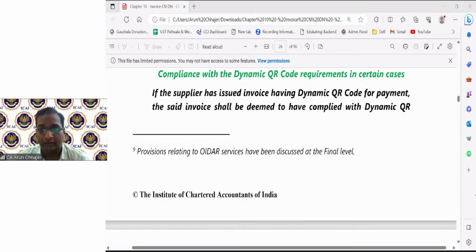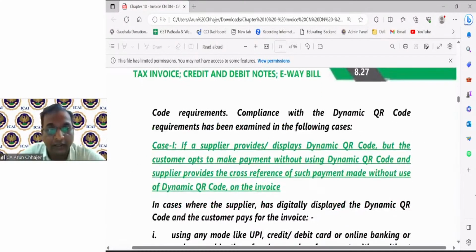Just check why are the multiplexes exempted from QR code? The reasoning would be that probably it is not feasible for them and the amount is very less. Probably that could be the reason.